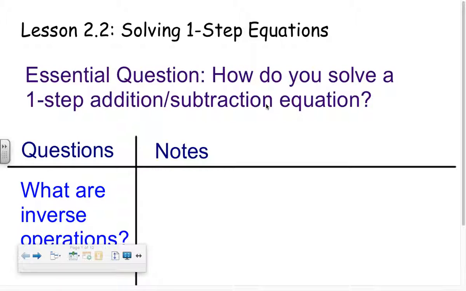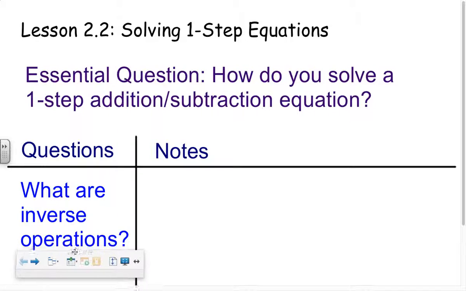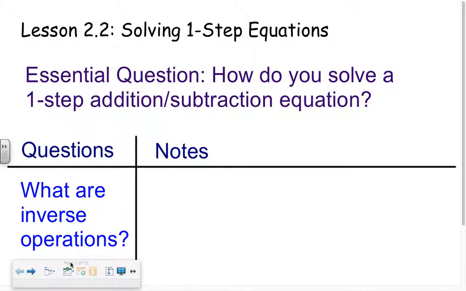Lesson 2-2, Solving One-Step Equations. Essential question: How do you solve a one-step addition or subtraction equation? In this lesson, rather than having a vocab word, we have a question we're going to answer to start off. What are inverse operations?